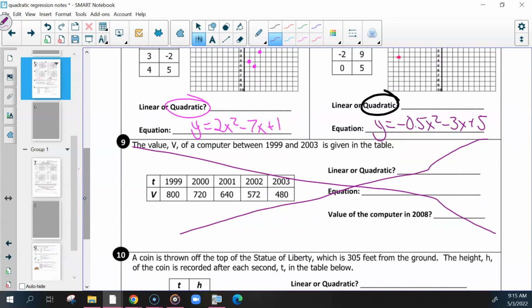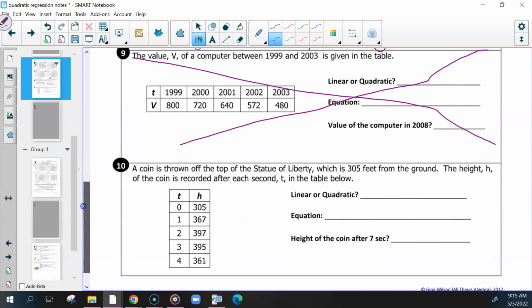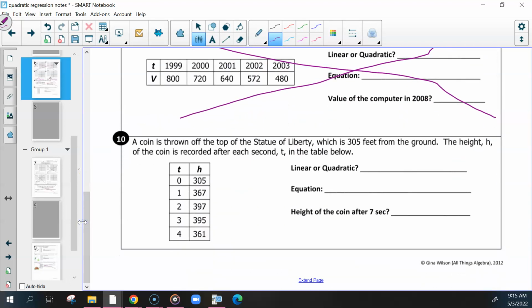Do we have any questions on how we put this in Desmos? We are going to do number 10 on this page, both in the calculator and in Desmos, and then we're going to switch gears and do more SOL TestNav going through that.